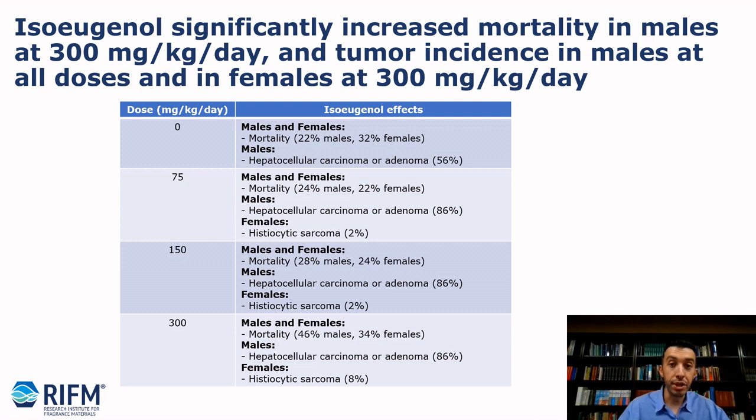The results from isoeugenol administration were different in mice than in rats. Unlike in rats, mortality rate was increased in male mice at the highest dose of 300 mg per kilogram per day. There was also a significant increase in incidence of hepatocellular carcinoma or adenoma in males at all treatment doses. There were also small incidences of histiocytic sarcoma in females at 75 and 150 milligrams per kilogram per day, with the effect achieving statistical significance only at the highest dose of 300 milligrams per kilogram per day.